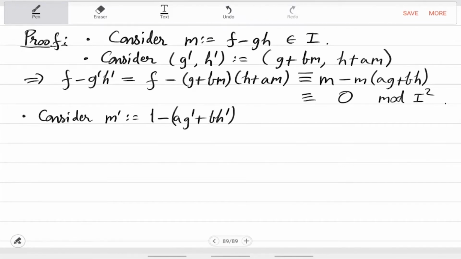So this m prime is also in I. Do you see this? This is 0 mod I. Why is that? Yes, because g prime and h prime are g comma h, and ag plus bh is 1 mod I. So this actually remains in I. We'll use this to perturb a and b.